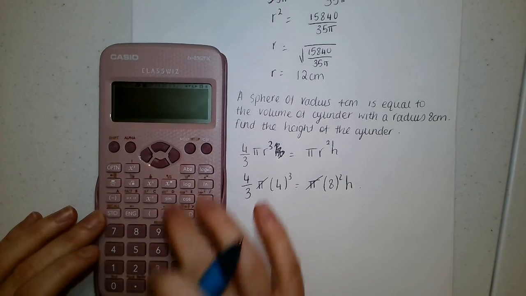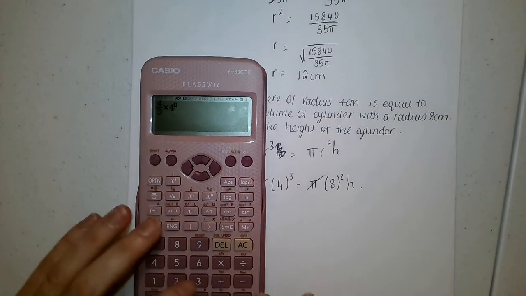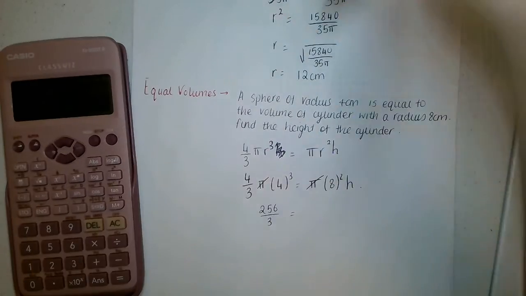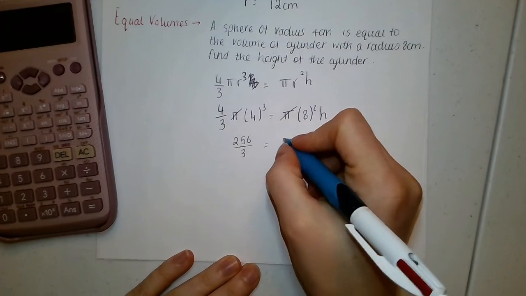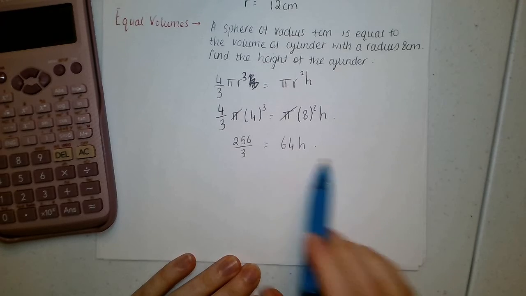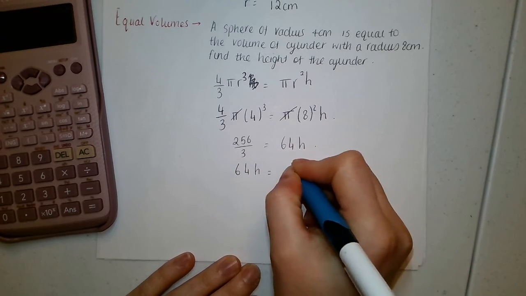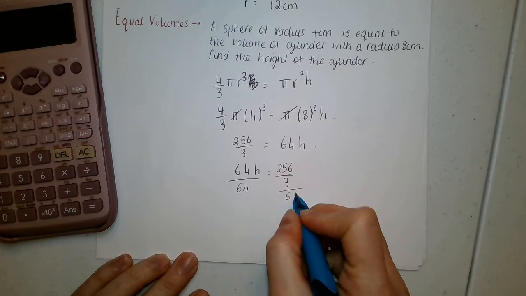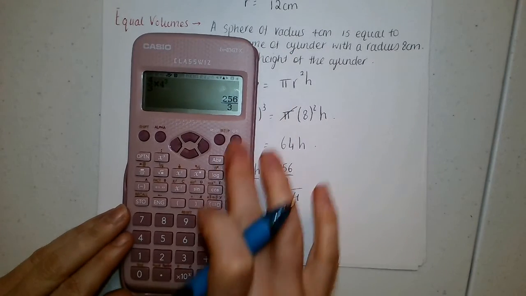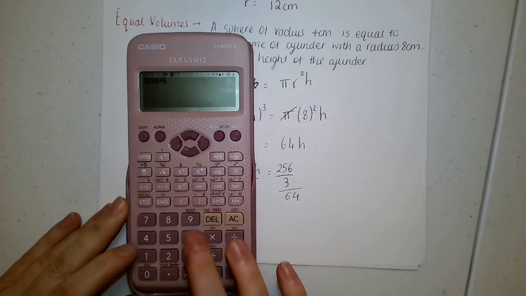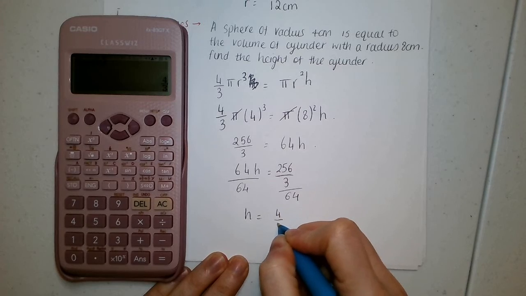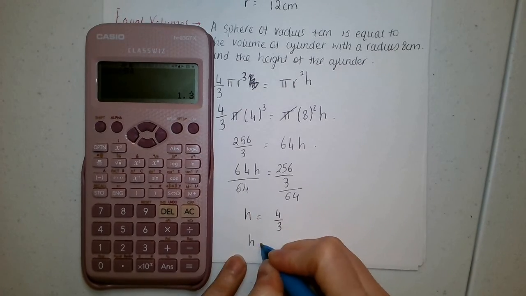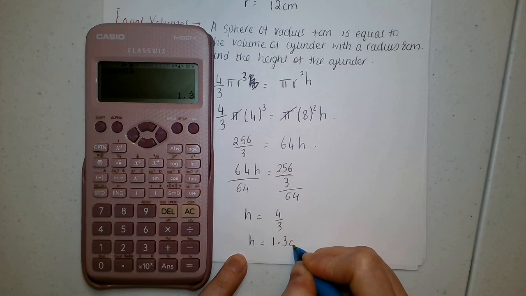So I'm going to put that into my calculator: 4 over 3 multiplied by 4 to the power of 3. And that will give us 256 divided by 3, and we leave it as a fraction for now. Then we're going to find 8 squared, which is 64 h. And then to find h, we want to isolate it, so we divide both sides by 64. We can simply put that into the calculator: 256 over 3, and divide our answer by 64. And so h is equal to 4 over 3, and we'll give that as a decimal. If we change it using S to D, that will be h equals 1.3 centimetres.